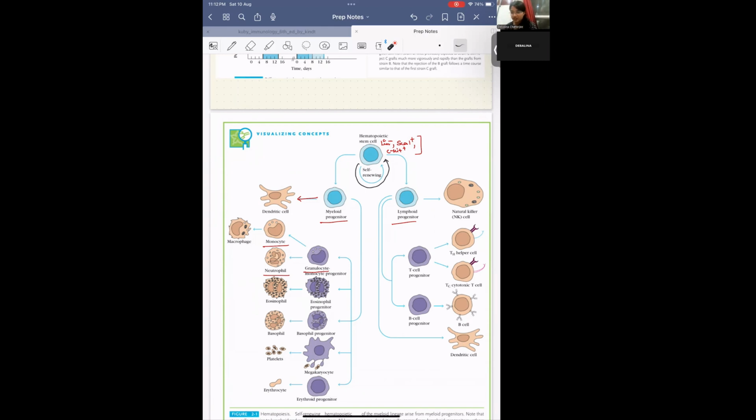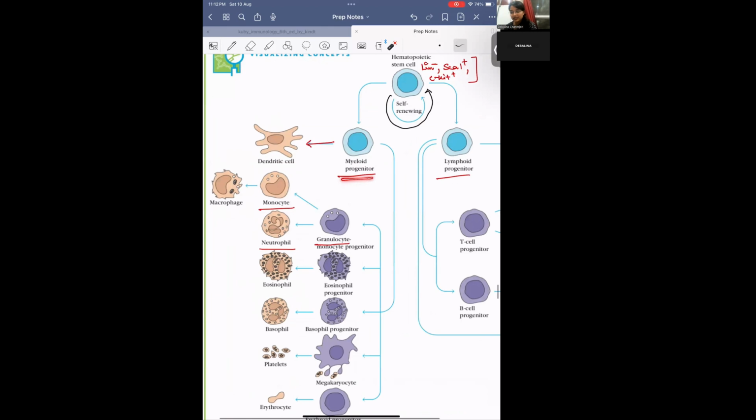So from this one progenitor cell, we have one stem cell which is multipotent in nature. We have two progenitors that are coming about. So it can be the myeloid progenitor cell or the lymphoid progenitor cell. From the myeloid lineage, we have a dendritic cell coming in. We understand about their function. They are very important cells in the innate immune system. Or we can have the granulocyte monocyte progenitor, the eosinophil progenitor.